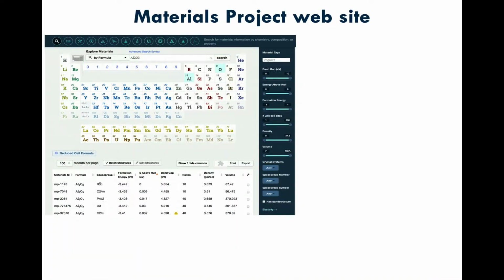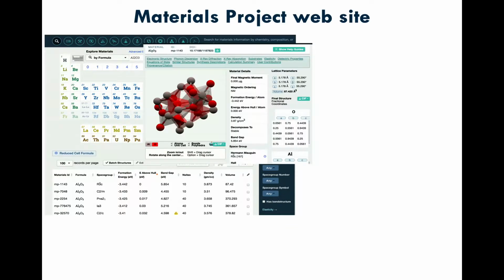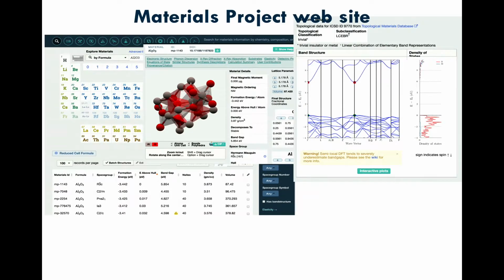So if you then go in and click on one of these materials that fit your criteria, you want to explore more about it, you get its crystal structure, its magnetic ordering, its band gap, all kinds of structural parameters. You get its band structure with a warning saying that the semi-local DFT that we tend to employ here tends to underestimate the band gap. We're doing our best to inform our users on how reliable this data is and how they should look at it. No data is ever perfect, right? Whether you're an experimentalist or you're a computational person. So I know, shocking, right?